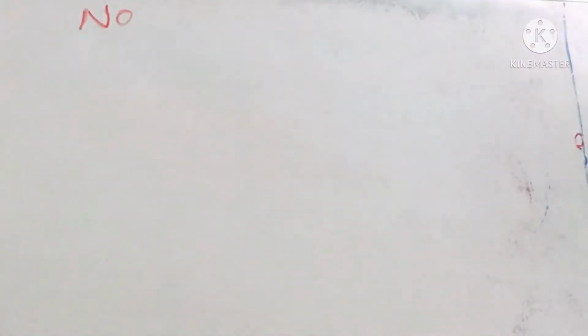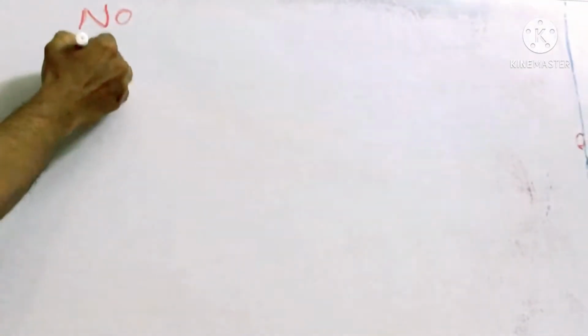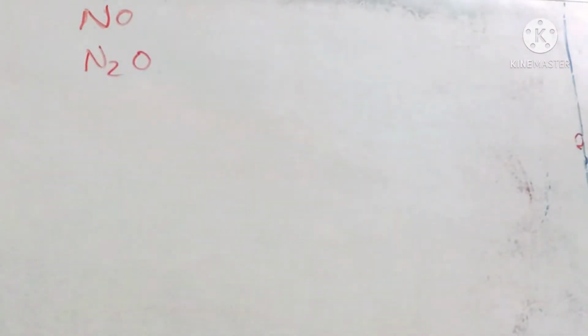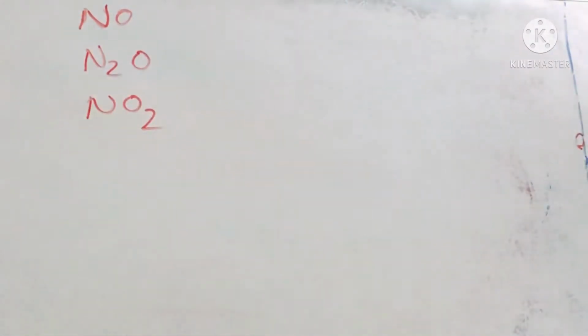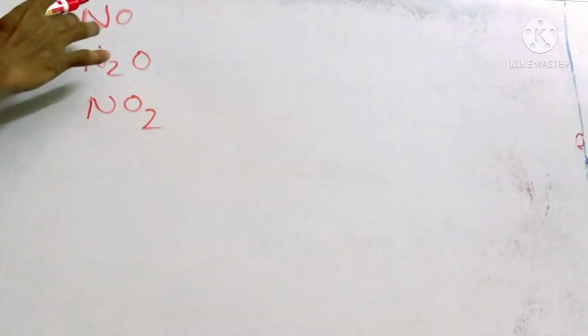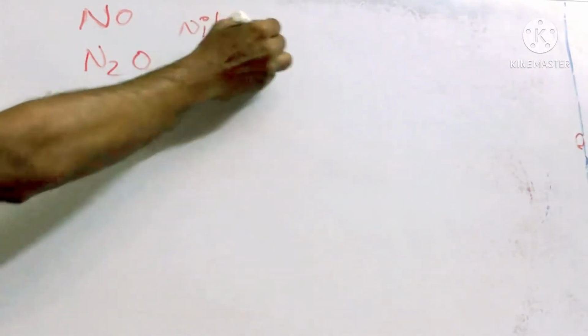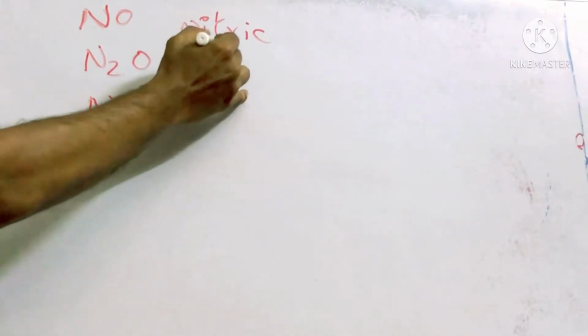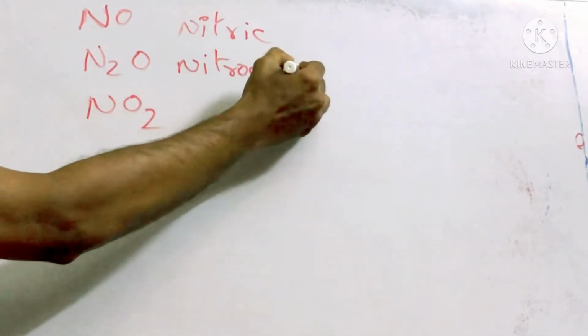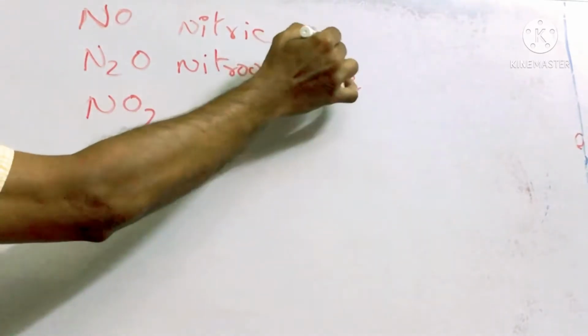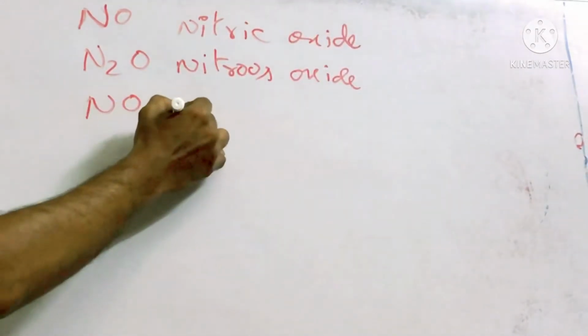The different oxides are, we will write here, oxides: NO, nitric oxide; N2O, nitrous oxide; NO2, nitrogen dioxide. So nitric oxide, nitrous oxide, nitrogen dioxide.